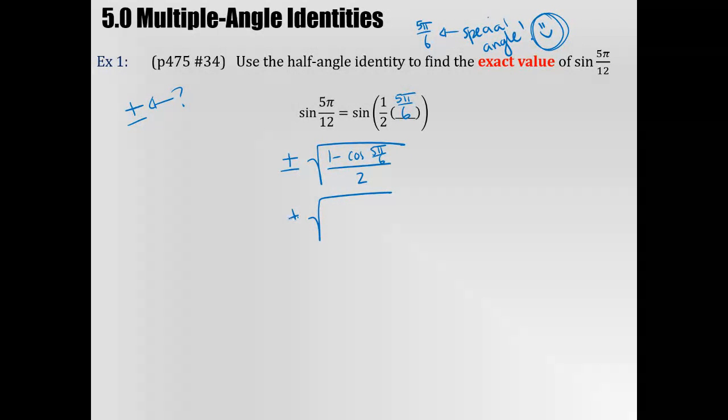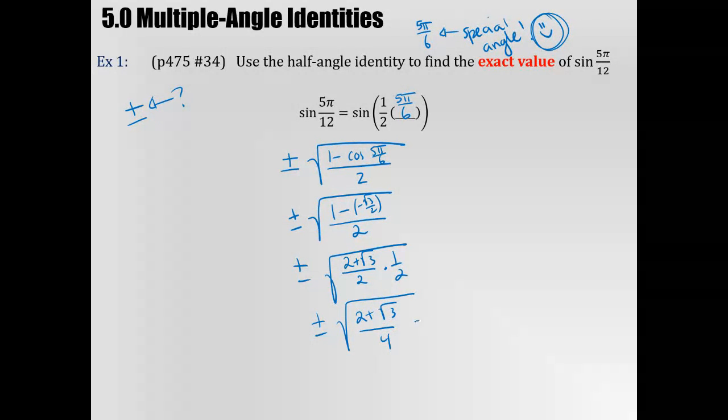Right, so the square root of plus or minus 1 minus cosine of 5 pi over 6 is going to be negative root 3 over 2. We know that. That was the point, over 2. And then it's just a matter of simplification here. So this is 2 plus root 3 over 2 divided by 2, or times 1/2. So I've got plus or minus the square root of 2 plus root 3 over 4. We know what the square root of 4 is. So I've got the square root of 2 plus root 3 over 2.